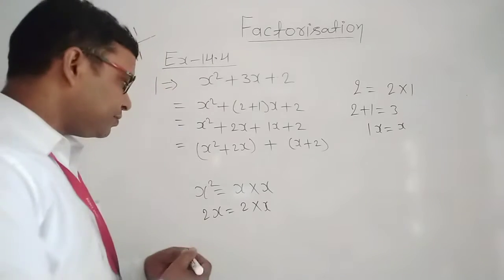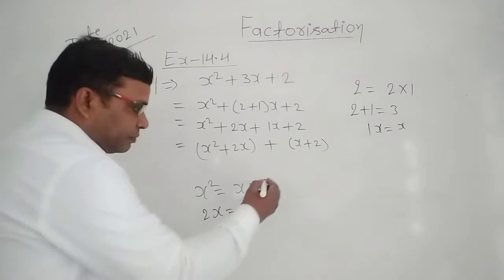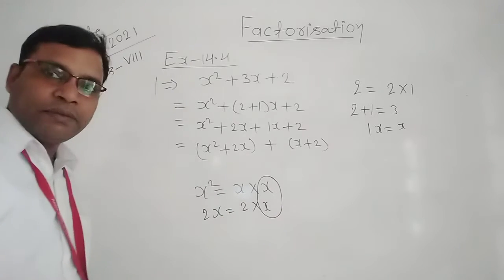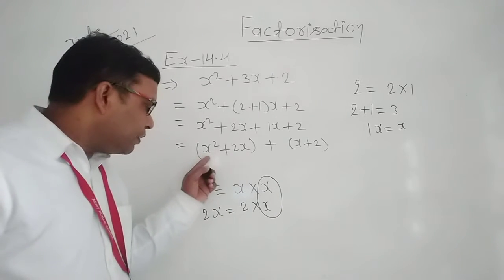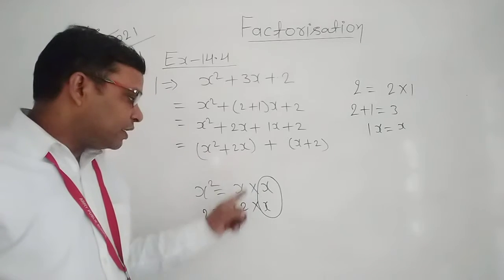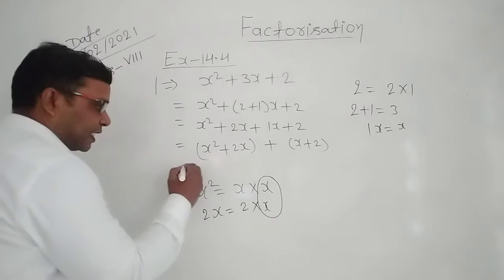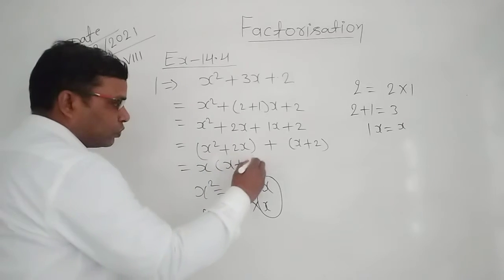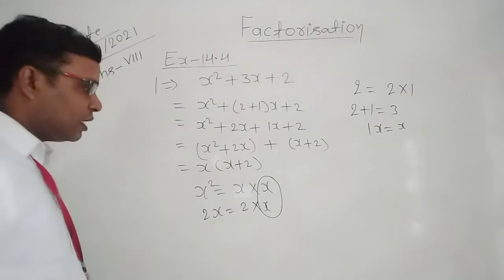So here you can see x is common between them. So we take common x. After taking common x, in the first group, we leave the first term x and the second term y. So here we can write, we take common x and here we can write x plus 2. This is clear?